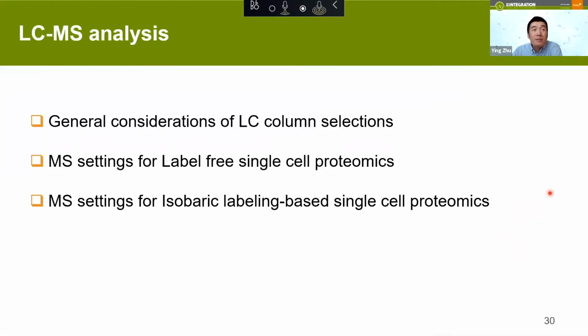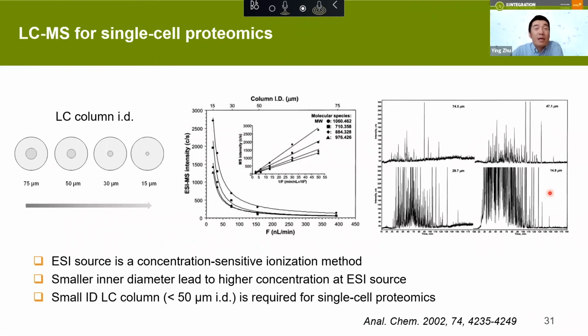For LC-MS, the general consideration of the LC column selection is how we can increase the sensitivity of the proteomics analysis, because we cannot amplify the proteins. We all rely on the absolute sensitivity of the LC-MS analysis. What we learned in the past 10 or 20 years is that if we want to increase the sensitivity, we have to reduce the column size.